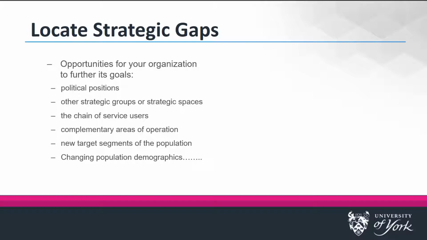It may be complementary areas of operation. It may well be the things that you do will also be useful to somebody else. You haven't noticed that. You haven't started to fulfill those needs yet. Or it could be new target segments of the population. It could be marketing initiatives where you can say, well, actually, we've been doing this for a certain age group, but perhaps that age group is getting older and we can go with it. Or it could be, well, there are other new, younger people coming through, new customers that we need in order to keep going in the future.